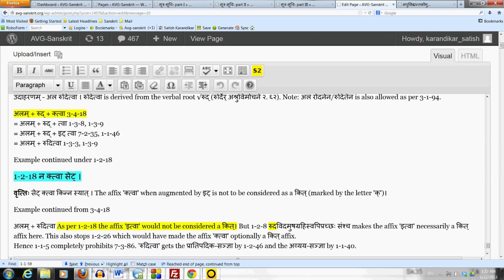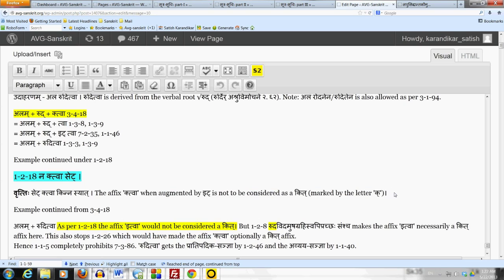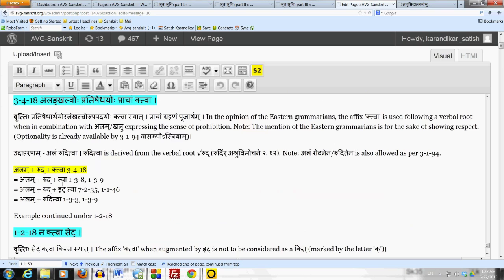The sutram says, set ktva kit na syat. Very simple sutram. All it says is that the affix ktva, when augmented by it, is not to be considered a kit, which means that it is no longer considered to be marked by the letter k. The affix ktva, of course, has the letter k as it, malashakvatadite. But when it takes the augment it, then this sutram 1.2.18 says that it loses its property of being a kit affix. So now, continuing from 3.4.18, what we have here is alam plus ruditva.